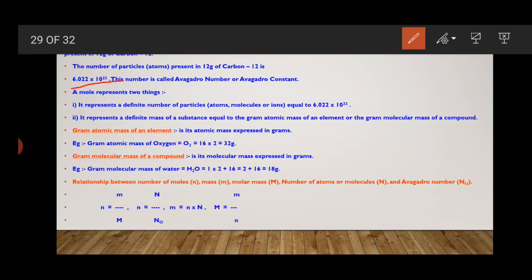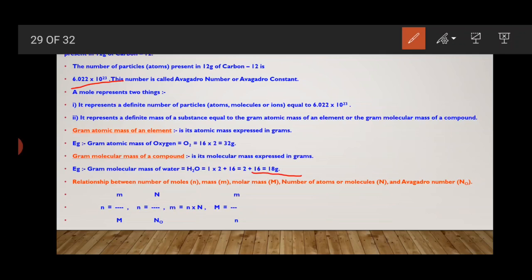Now, what exactly is the gram atomic mass of an element? When we express the atomic mass of any element in gram, it is known as gram atomic mass. Similarly, what is molecular mass? First you have to understand how to calculate molecular mass. Molecular mass is exactly the sum of the atomic masses of the atoms involved in the formation of a molecule. The combined result is known as molecular mass, and when we represent that mass in gram, it is known as gram molecular mass.